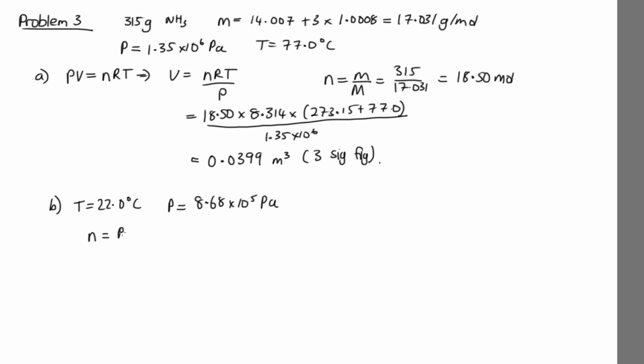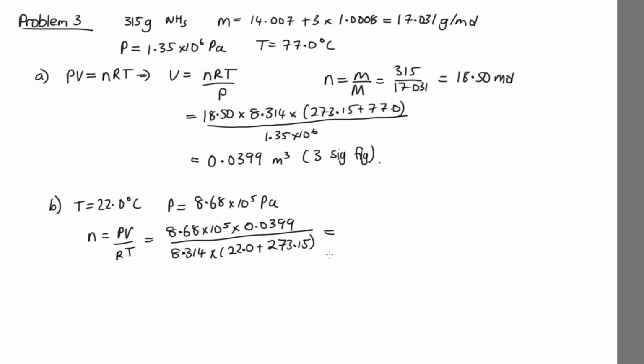So n is equal to PV over RT. We've got 8.68 times 10 to the 5. We know the volume of the tank now, it's 0.0399. R is 8.314. And our new temperature is 22 degrees. So that's 22 plus 273.15. I can solve this and I end up with 14.12 moles. So this is how many moles are left in the tank.